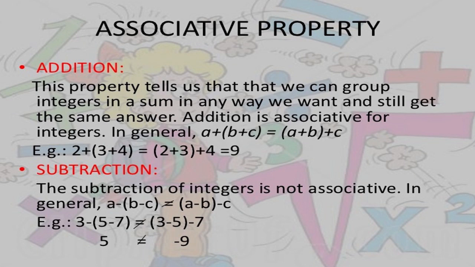While the RHS part, 3 minus 5 is again minus 2. Minus 2 minus 7 is minus 9. So 5 is not equal to minus 9. LHS and RHS are not equal. So we say that the subtraction does not follow the associative property for integers.